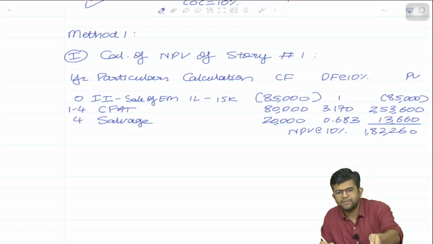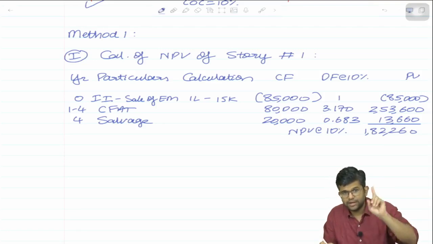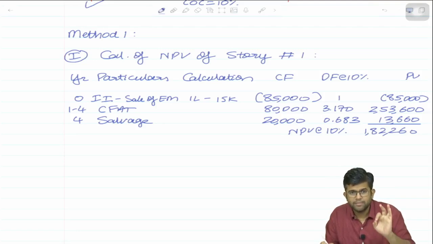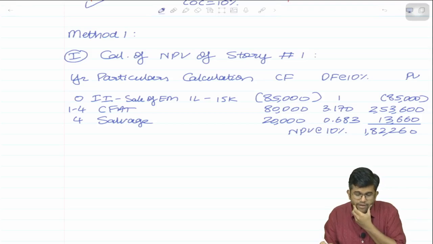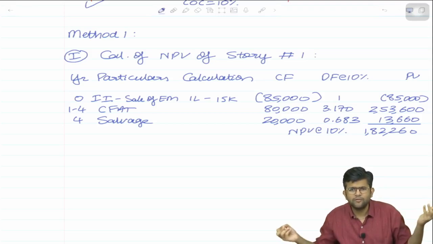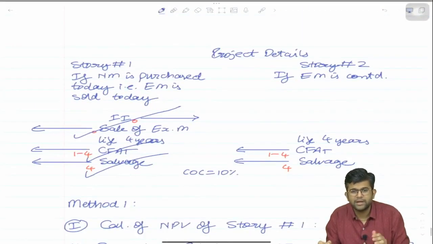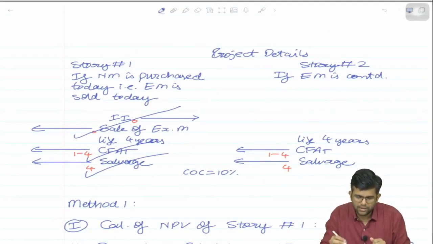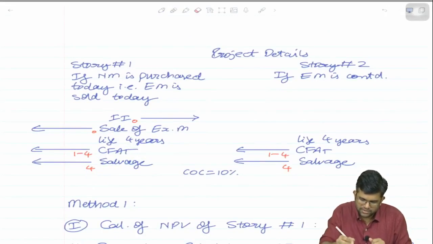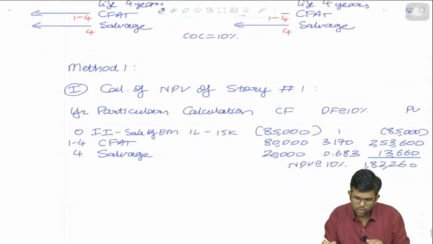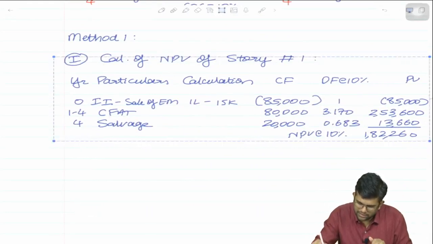182,260. Everyone clear? 182,260. Now the mistake that one can make is, oh, if I go for a new machine, I am getting positive NPV. Let's go for the new machine. Wrong understanding, because you also have to check what you would have got if you had simply continued with what you have. I hope you are understanding. That is, story number 2 also we need to calculate now, cash flows. So I will remove these markings. Now I will do NPV for story number 2. So I'll take this.